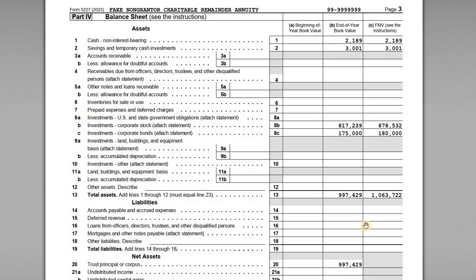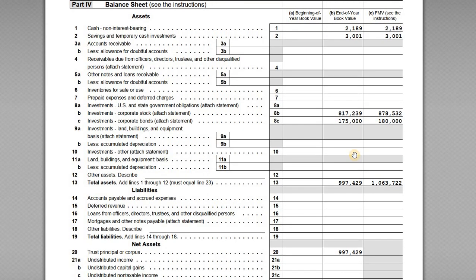Now, when we get to part 4, balance sheet, beginning year book value is 0 because this is a first year return. So we're only completing column B for the end of the year book value. Pretty straightforward, right? What is the valuation of your assets for book purposes? So cash, non-interest bearing accounts, savings and temporary cash investments. If you prepare monthly, quarterly, or annual financial statements, you could pull these numbers off there. Or if you don't do formal financial statements, just look at your bank account statements. What is the cash accounts as of December 31st, year end?